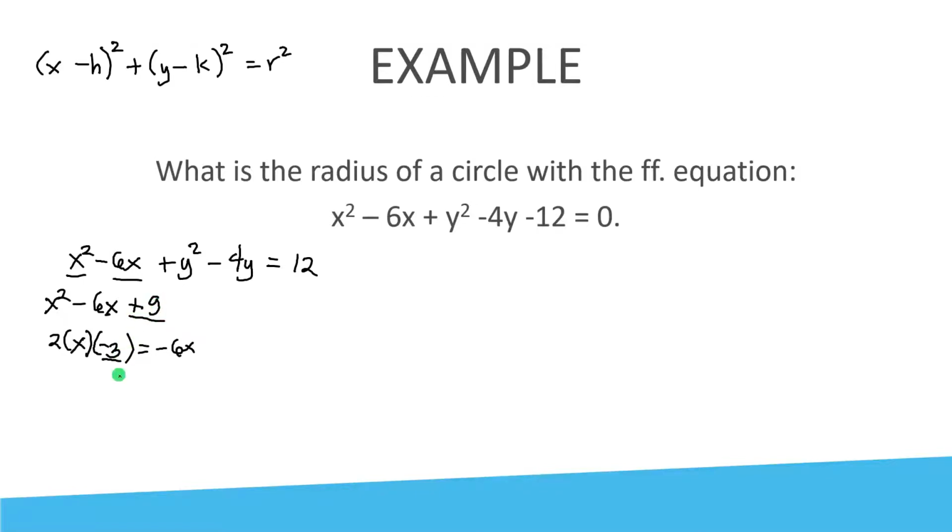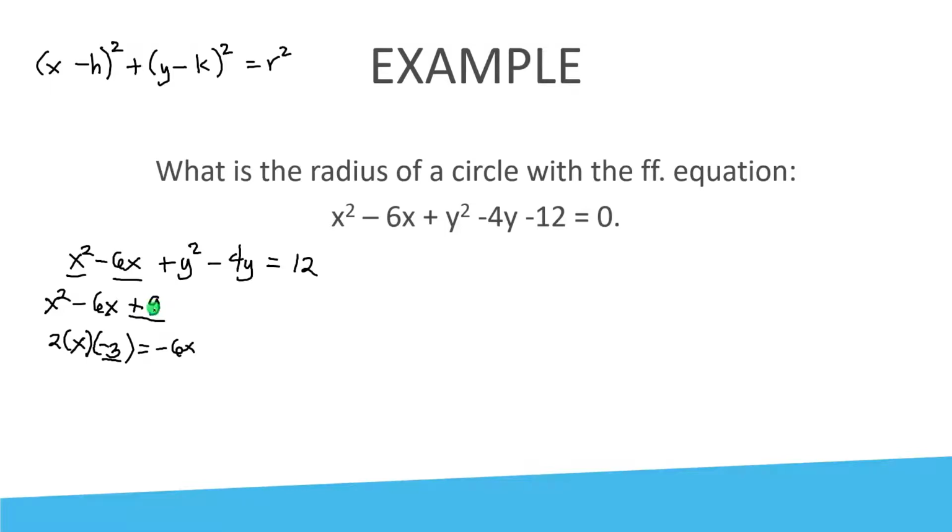Again, a perfect square expression has a middle term equivalent to twice the product of the square root of the first term and the third term. Or the other way, to easily determine the value that we will add here, we just divide the coefficient of the middle term, which is negative 6, by 2. Negative 6 divided by 2 is negative 3. Then take the square of that number. Negative 3 raised to 2 is positive 9.